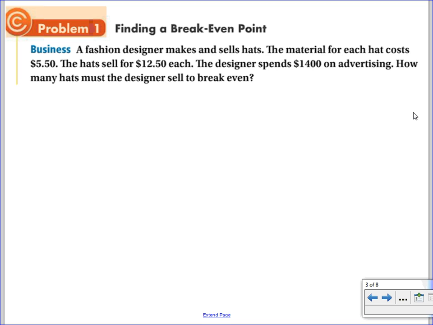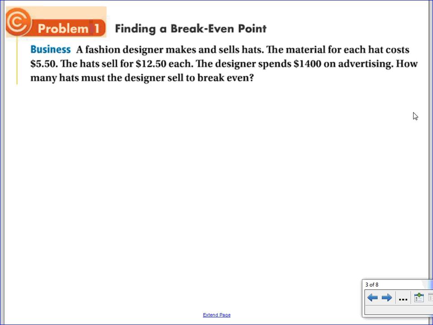All right, so the first one: a fashion designer makes and sells hats. The material for each hat costs $5.50, and the hats sell for $12.50 each. The designer spends $1,400 on advertising. How many hats must the designer sell to break even?